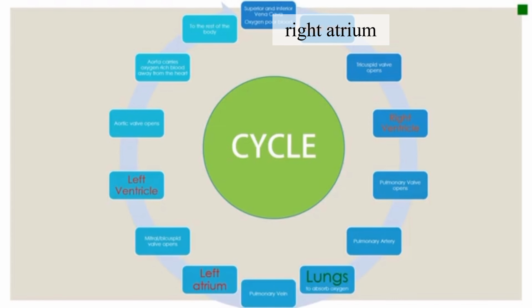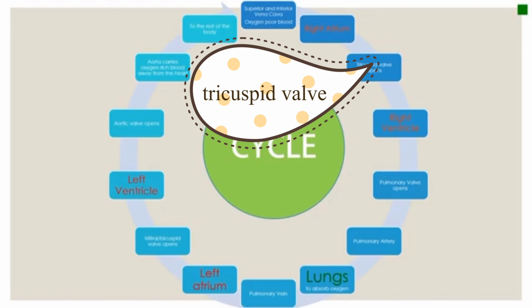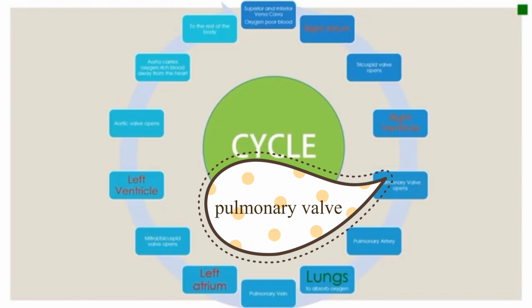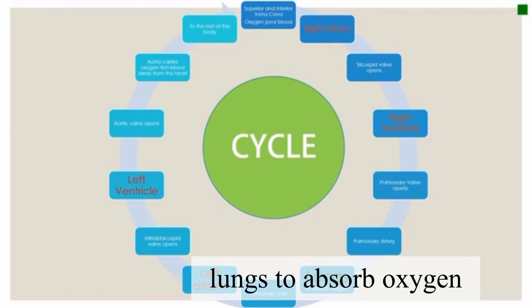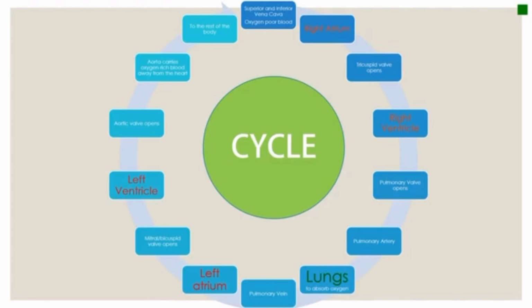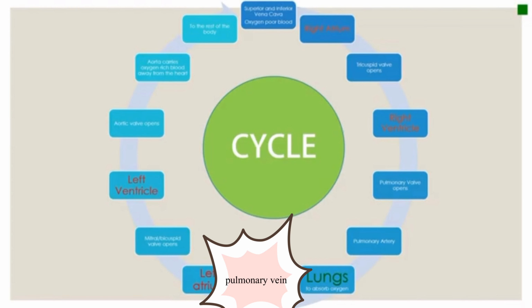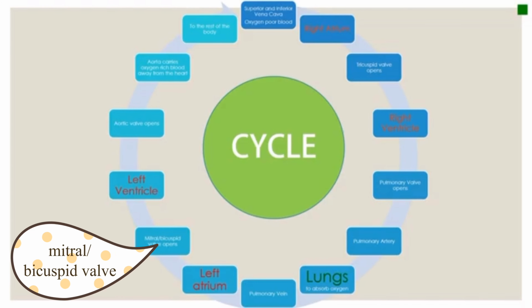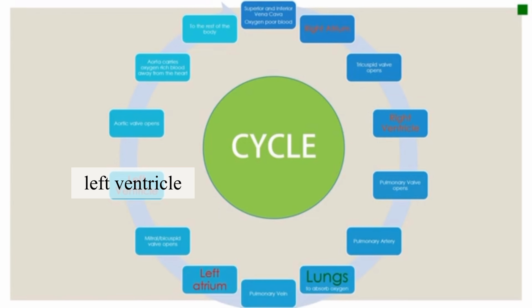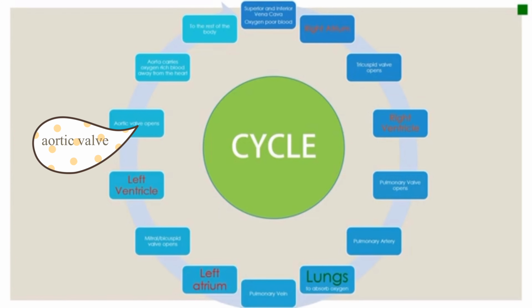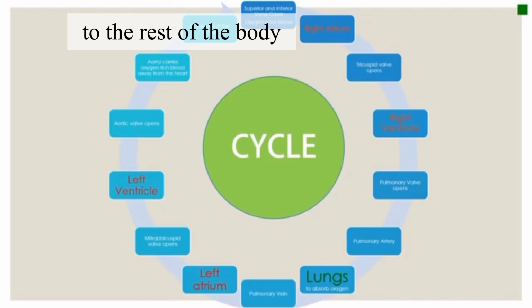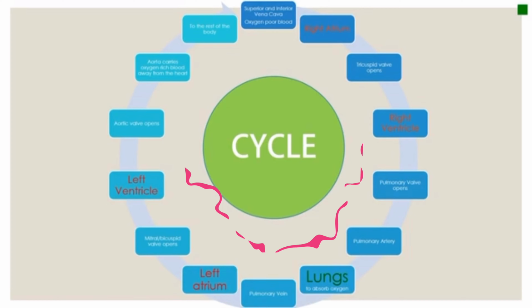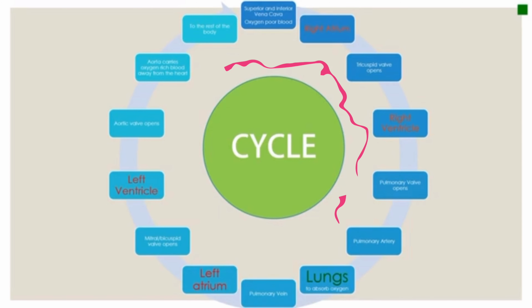It will go to the right atrium, the tricuspid valve opens, then the right ventricle, the pulmonary valve opens, then the pulmonary artery, and it will go to the lungs to absorb oxygen, and it will be carried back again by the pulmonary vein, which will go to the left atrium, the mitral or bicuspid valve opens, and then the left ventricle and the aortic valve opens, and then to the aorta. The aorta carries the oxygen-rich blood away from the heart and to the rest of the body. And from there, it will flow again and again and again.